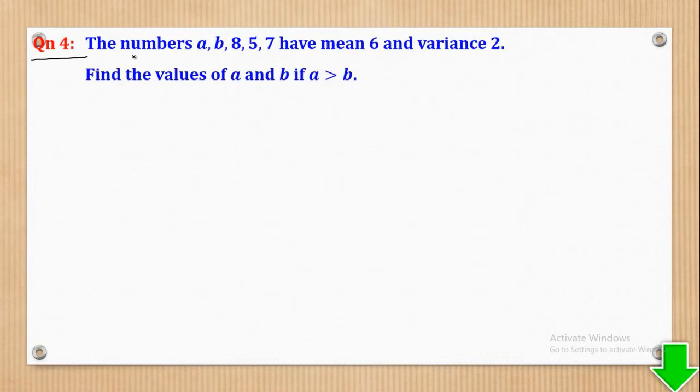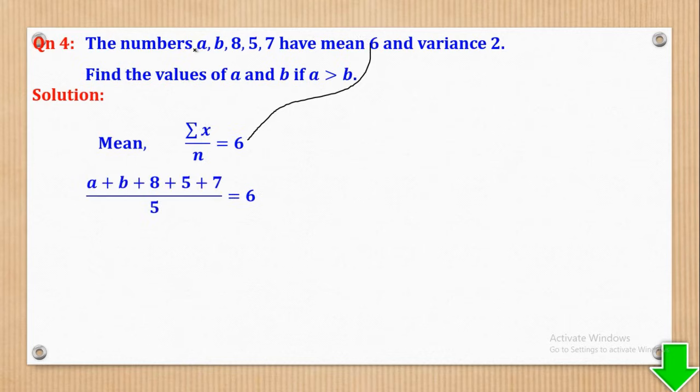Then question 4 says the numbers a, b, 8, 5 and 7 have a mean of 6 and variance of 2. Find the values of a and b if a is greater than b. So first of all, the mean was 6, and mean is summation of x over n. So I'm going to get summation of x by adding all these values. Then n is the total number 1, 2, 3, 4, 5. That is why you put here 5.